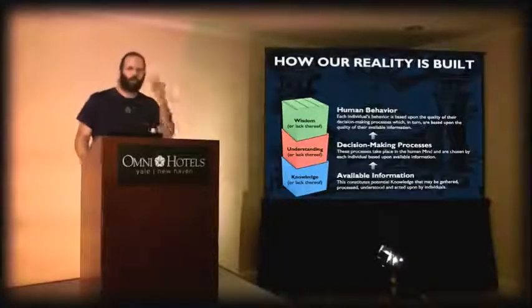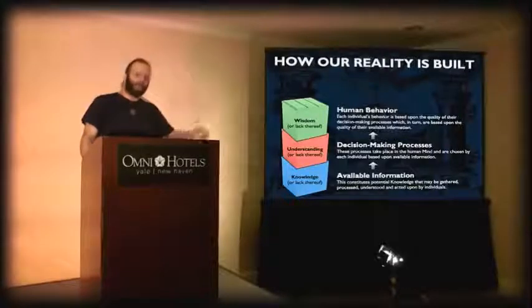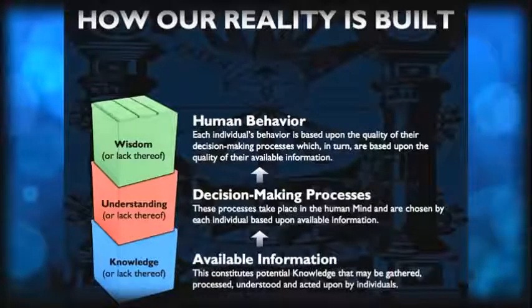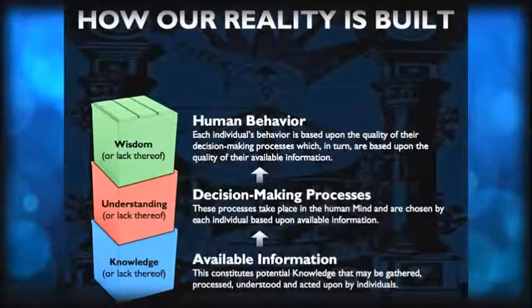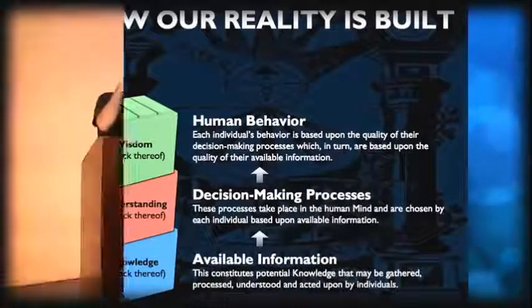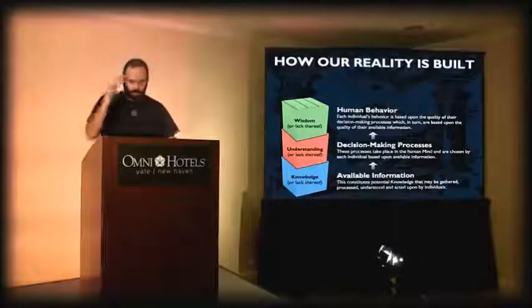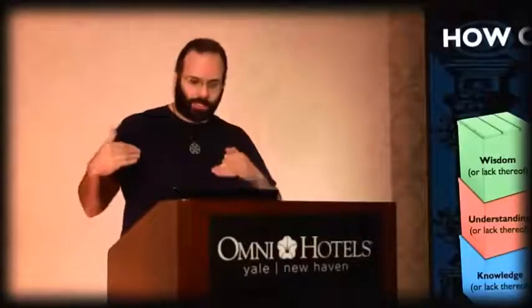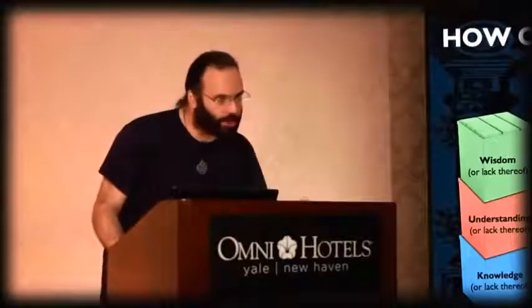The third stage to this process is what you do with what you have come to know and understand. So this is the action stage. Each individual's behavior, the behaviors that they choose through their own free will, is based upon the quality of their decision-making processes that are happening within the human mind. That process, as we've already seen, is in return based upon the quality of available information.